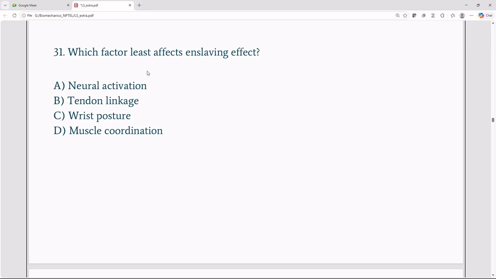Next question. Which factor least affects the enslaving effect? Options are option A, neural activation, option B, tendon linkage, option C, wrist posture, option D, muscle coordination.